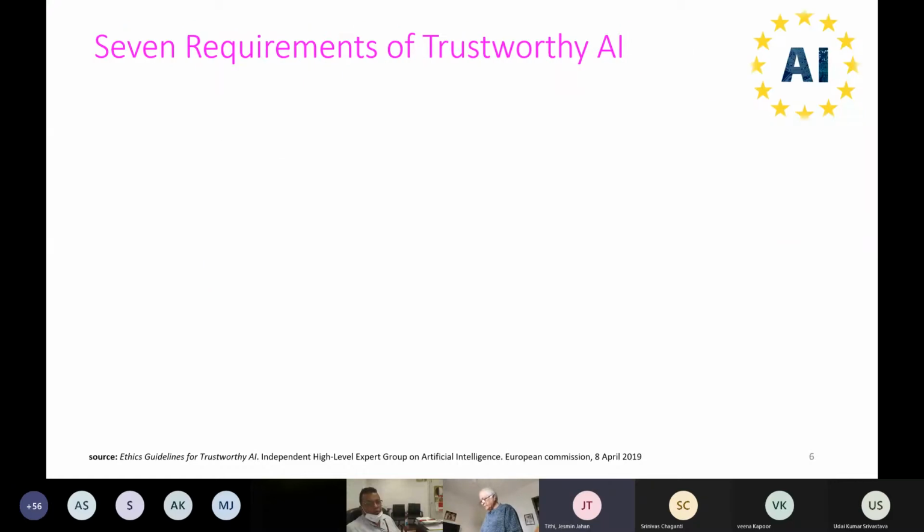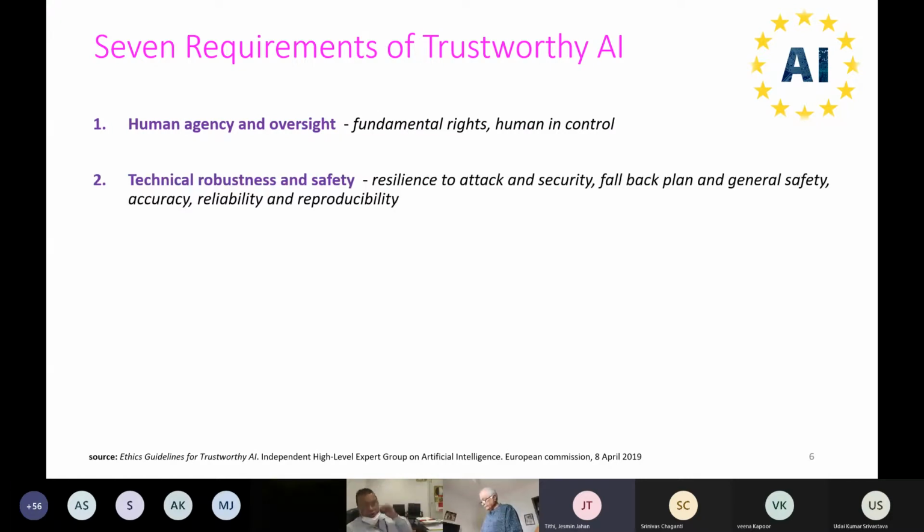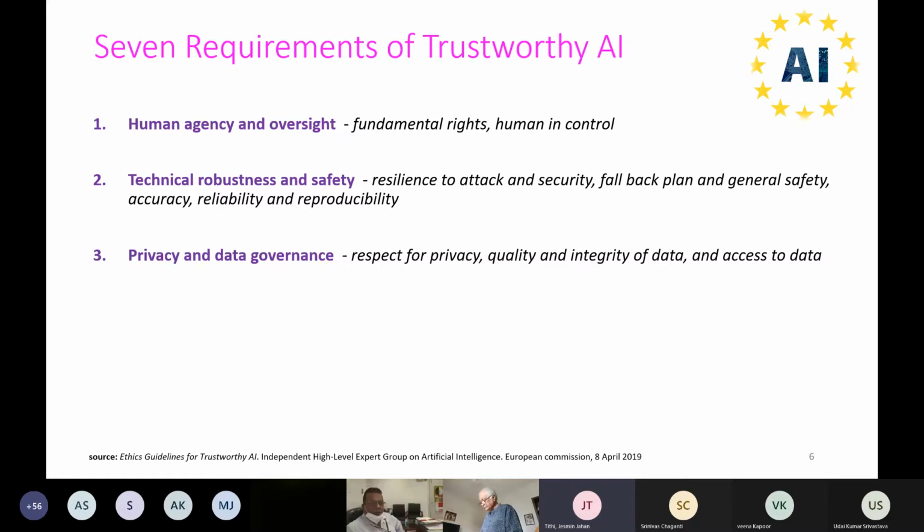They also gave seven requirements of trustworthy AI. Those are human agency and oversight, which means respect for fundamental human rights, and it requires that humans be in control. Technical robustness and safety, which includes resilience to attack and security, fallback plan and general safety, accuracy, reliability, and reproducibility. The third requirement is privacy and data governance, and that includes respect for privacy, quality and integrity of the data, and also the right to access the data.